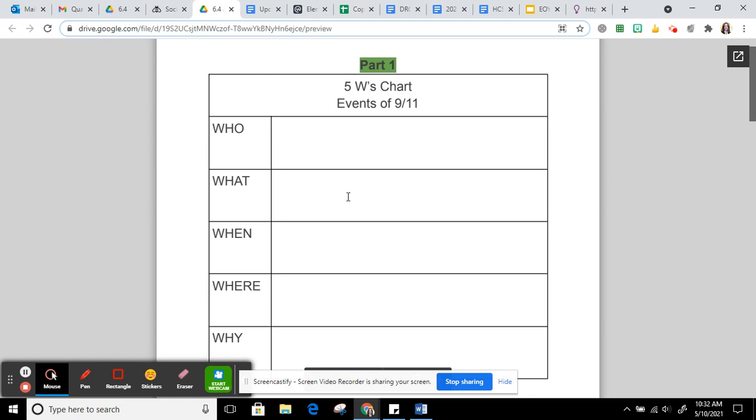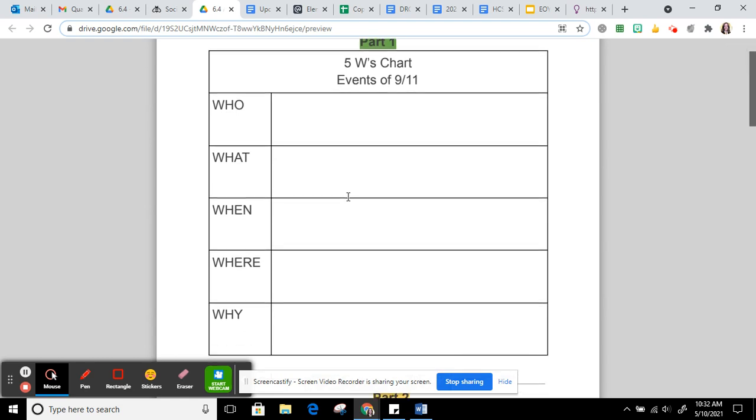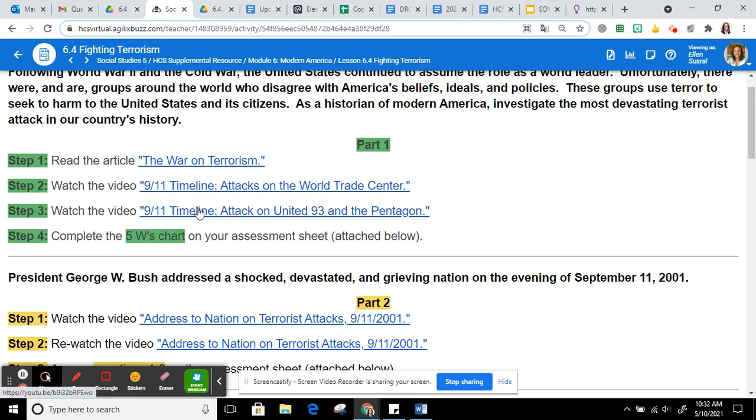So for part 1, you're completing this 5 W's chart where you're focusing on these 5 different topics. Who, what, when, where, and why. Who was involved? What happened? When did it happen? Where did it happen? And why did it happen? So you'll write just a couple sentences in each of these boxes, answering those 5 W questions. Make sure you answer them in complete sentences, please. Okay, so that's part 1.